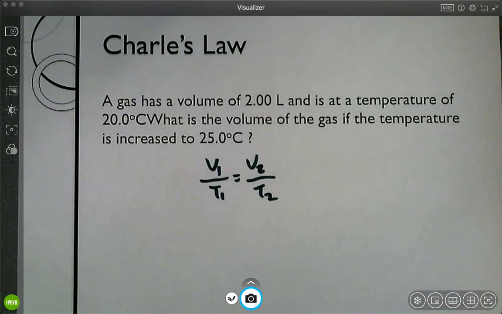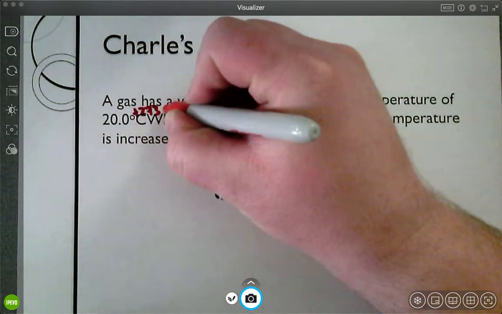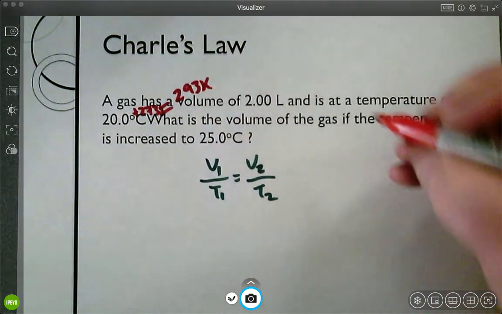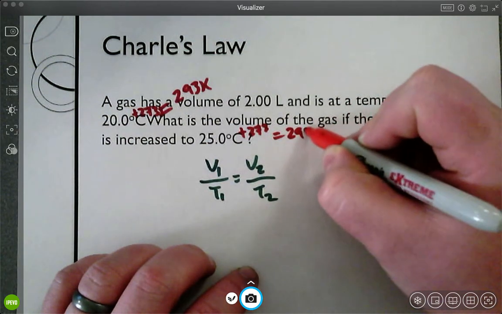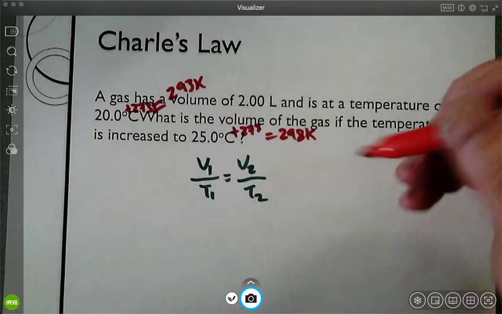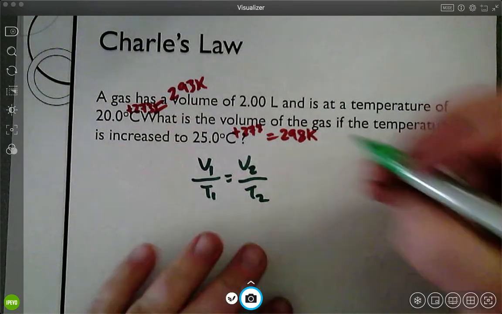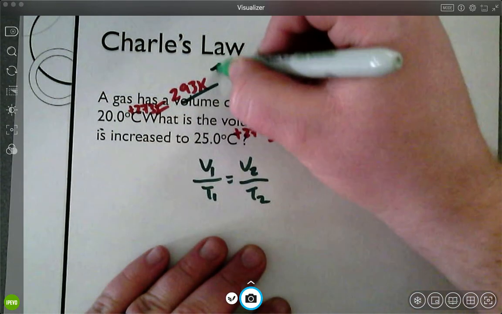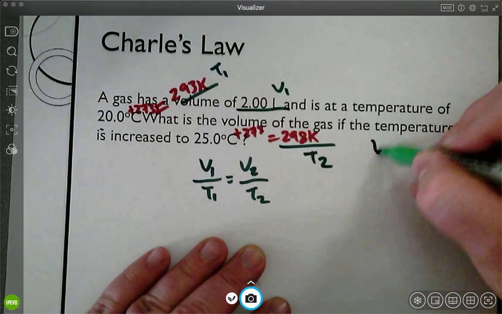But first, we have to convert these temperatures into Kelvin. So 20 plus 273 equals 293 Kelvin. 25 plus 273 equals 298 Kelvin, 5 degrees greater. Then I take these numbers and plug them all in. This is my V1. This would be my T1. This would be my T2. And I am looking for the new volume, so I want to know V2.